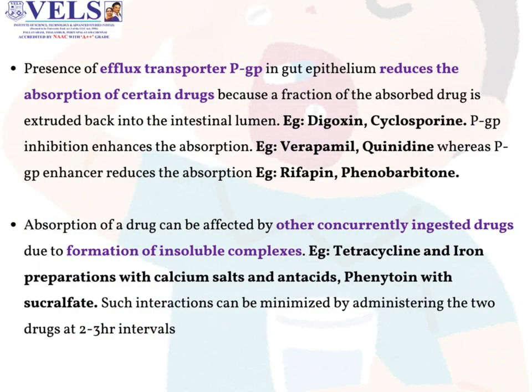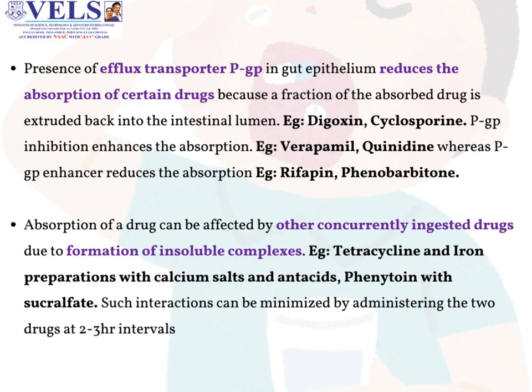Efflux transporter P-glycoprotein is present in the gut epithelium and it reduces the absorption of certain drugs because a small fraction of the absorbed drug is excreted back into the intestinal lumen. For example, digoxin and cyclosporine. There are some drugs such as verapamil and quinidine that inhibit the P-glycoprotein, and also drugs such as rifampin and phenobarbital that enhance the P-glycoprotein, so that the absorption of the drug gets reduced.